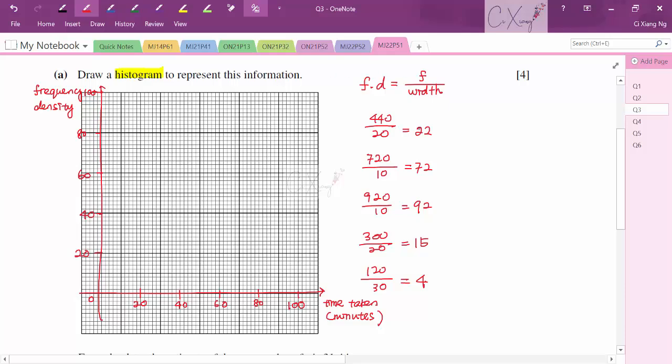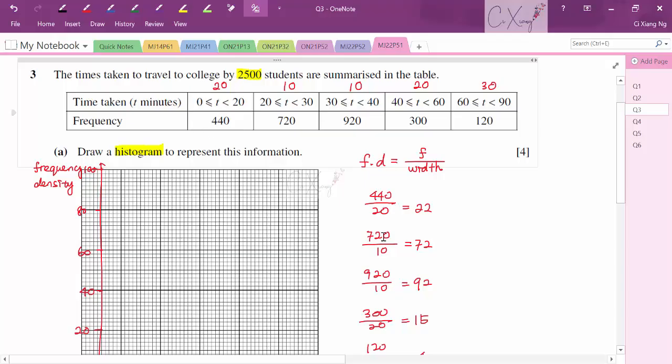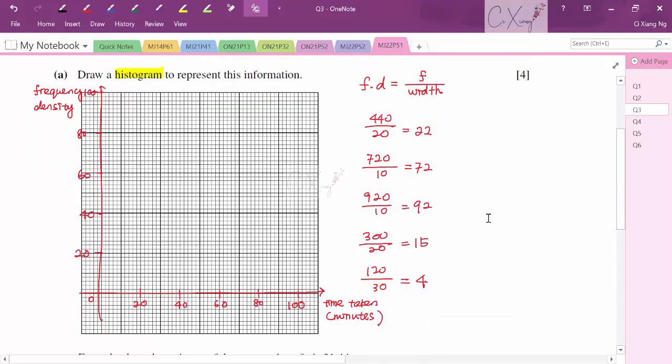For the first class, from 0 until 20, the frequency density is 22. So we measure 22 and draw the bar with the width from 0 until 20. Then the next one will be 72. With the class width 10 units, my 72 will be somewhere here. So this is how my histogram looks, the first 2 bars.